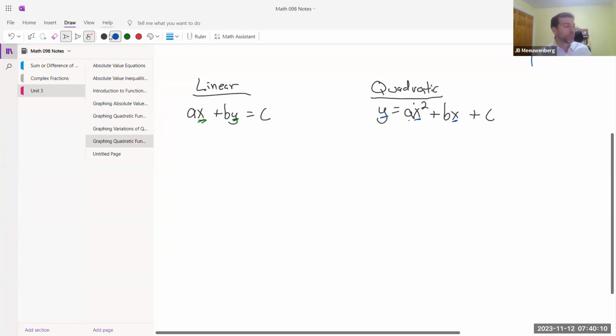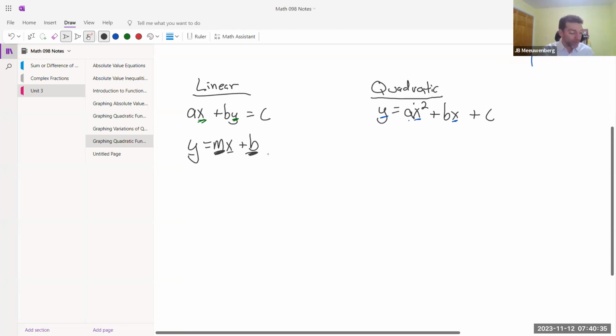Those are standard forms. We also have, in linear equations, a form that's a little more helpful to us, especially when it comes to graphing. You all know it as slope-intercept form: y equals mx plus b. It still has an x and a y, but then the m and the b tell us things about the graph. M is the slope of the line, b is the y-intercept.